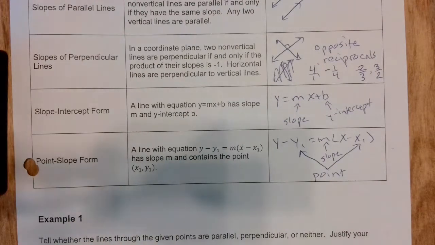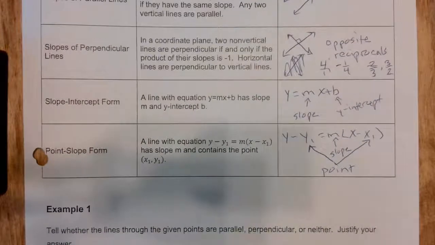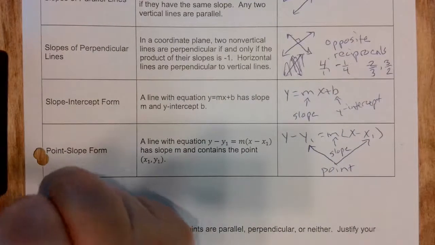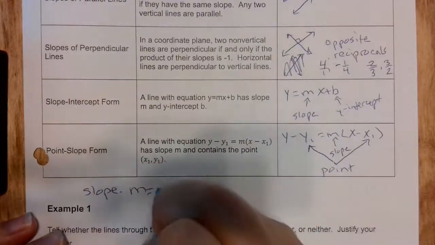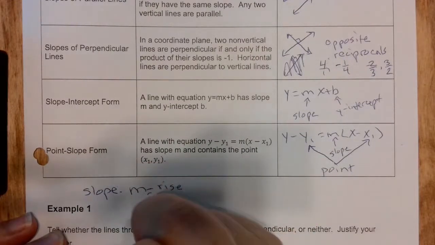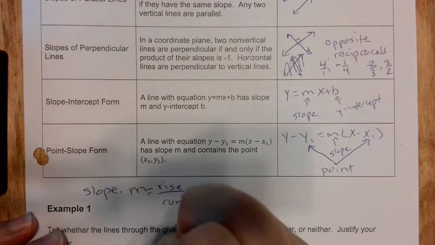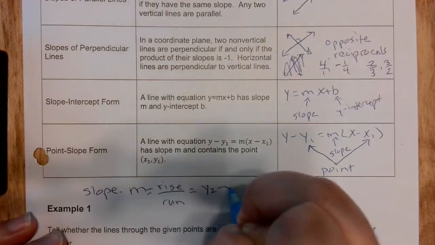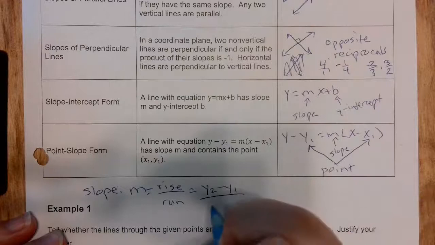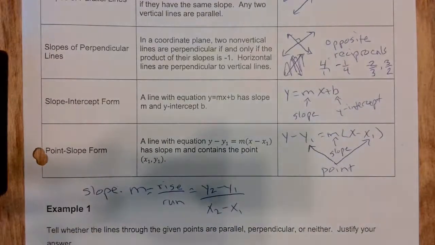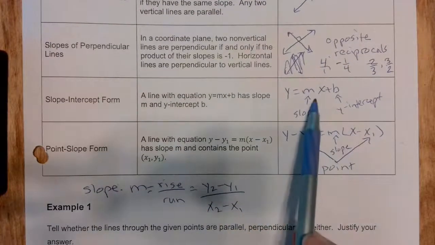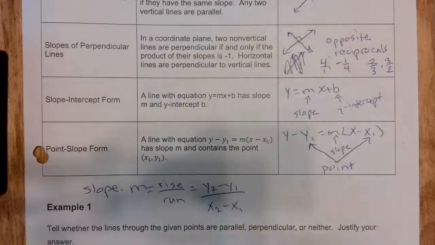The other equation that you might need to know from algebra is that slope, m, is equal to rise over run, or (y2 - y1) over (x2 - x1). This formula and y = mx + b are some of the things you probably remember from Algebra 1.